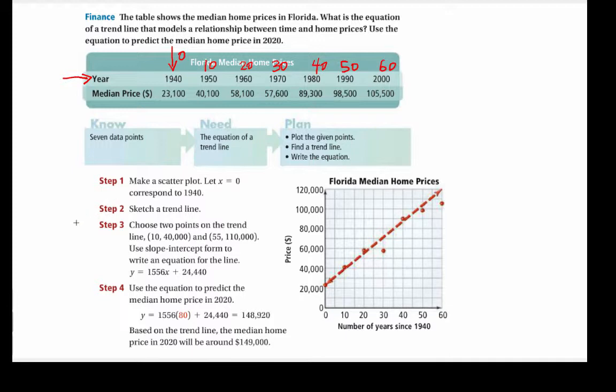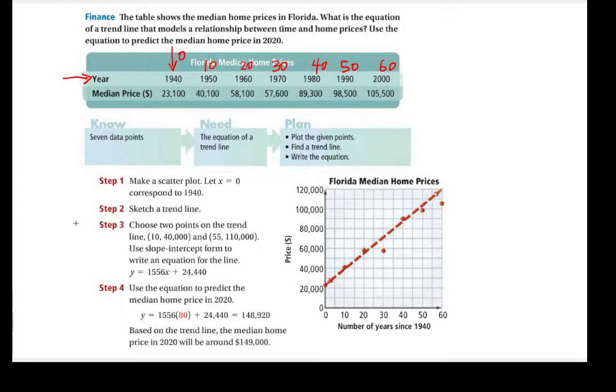Okay, now remember, trend lines, we could all have the same scatter plot in our hands, and we could all draw a slightly different trend line. Good rules of trend lines: you should try to get equal points on both sides of the trend line.